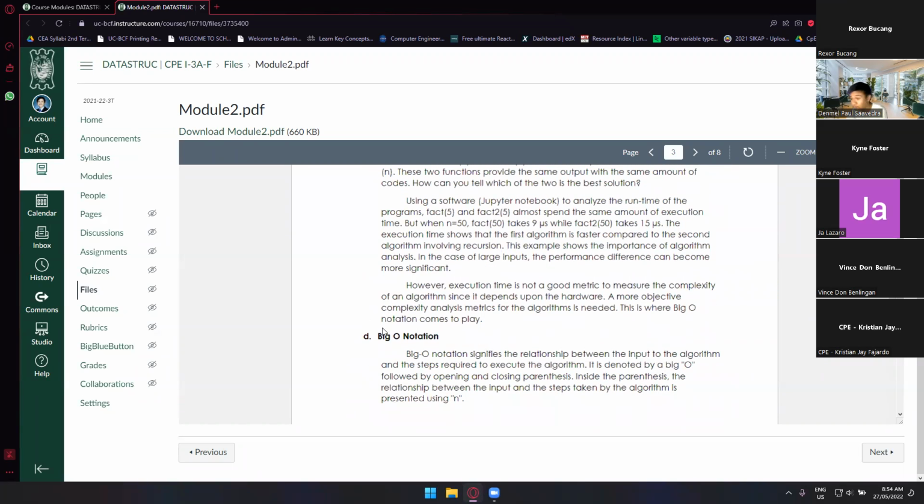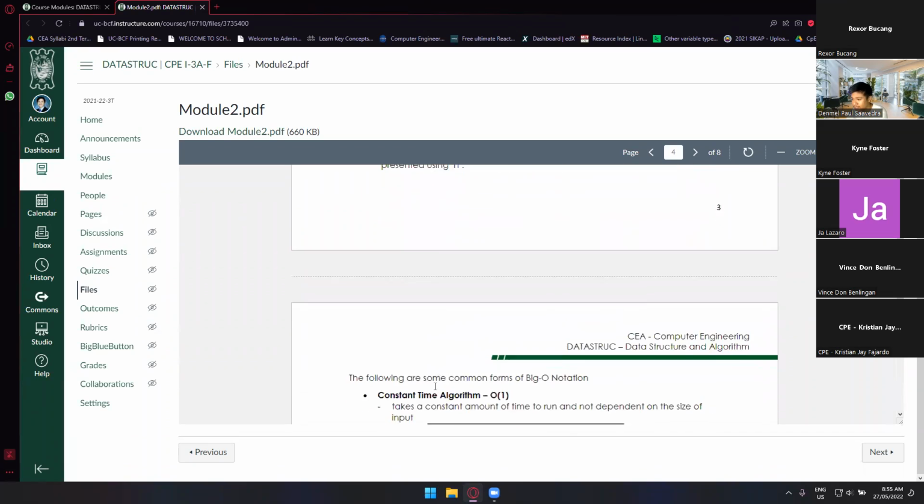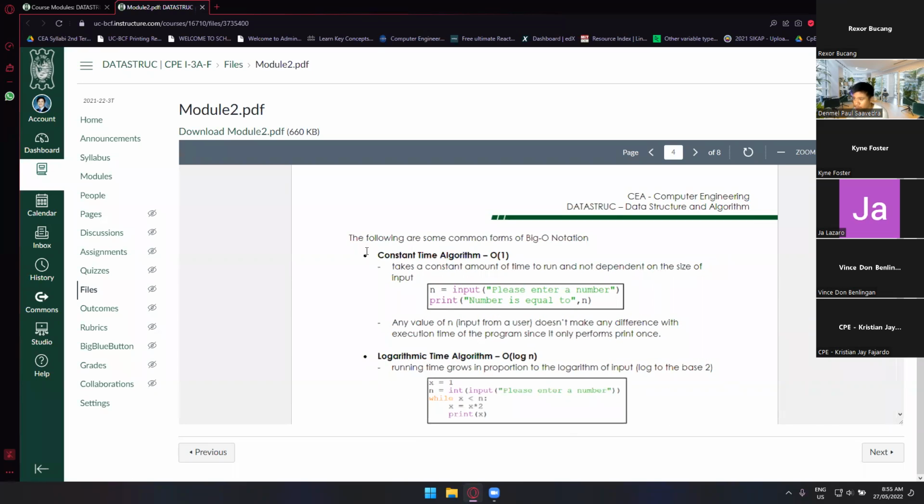So the next one is the big O notation. Big O notation signifies the relationship between the input to the algorithm and the steps required to execute the algorithm. It is denoted by a big O followed by opening and closing parentheses. Inside the parentheses, the relationship between the input and the steps taken by the algorithm is presented using n. So we have some examples here. The following are some common forms of big O notation.